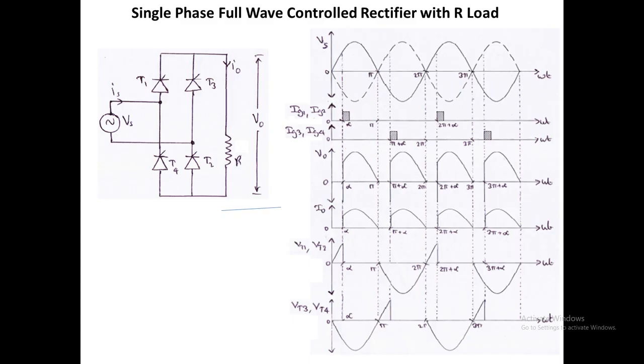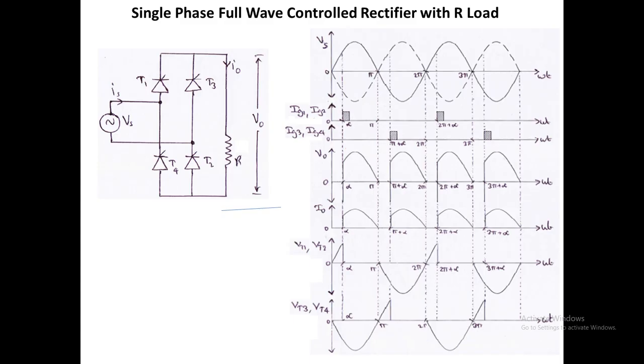And since it is a resistive load, the output voltage and output current, V0 and I0, are in phase. So both the voltage and current waveforms will be similar in nature. Both waveforms look similar, but the magnitude alone will differ. We have already seen this in the lab.